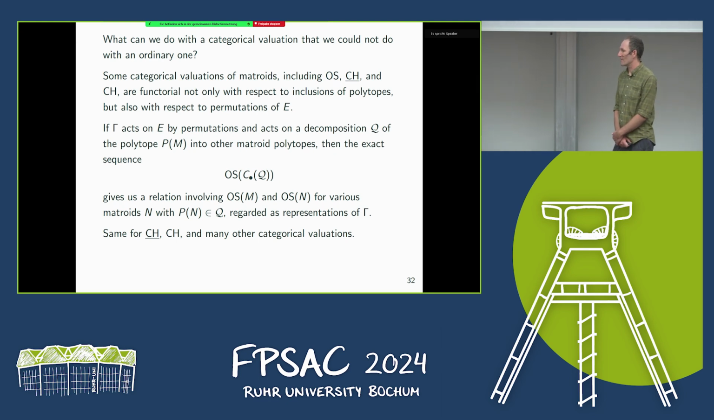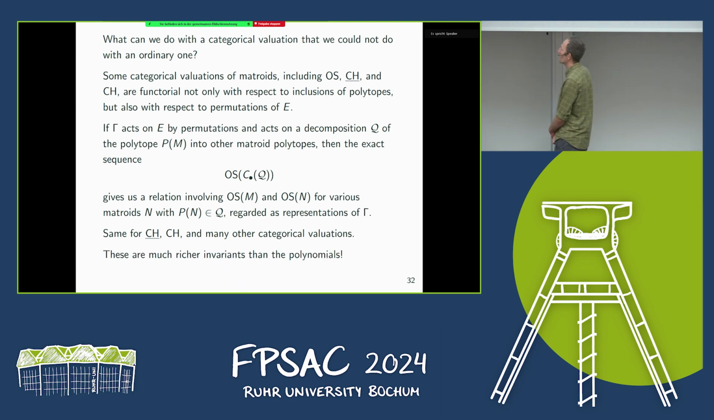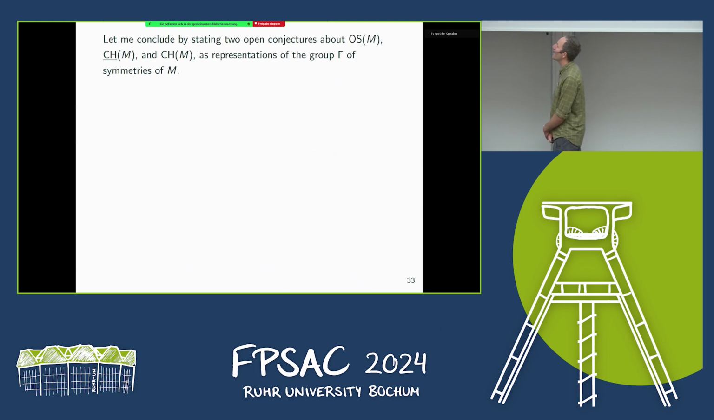And the same goes for the Chow ring and the augmented Chow ring and many other categorical valuations. So this categorical valuative condition is going to allow me to do equivariant calculations that I wasn't able to do before. So let me motivate that a little bit by stating some conjectures about the Ehrlich-Solomon algebra and the Chow ring and the augmented Chow ring, not just as graded vector spaces, so not just statements about the polynomials, but as representations of the group of symmetries of M.